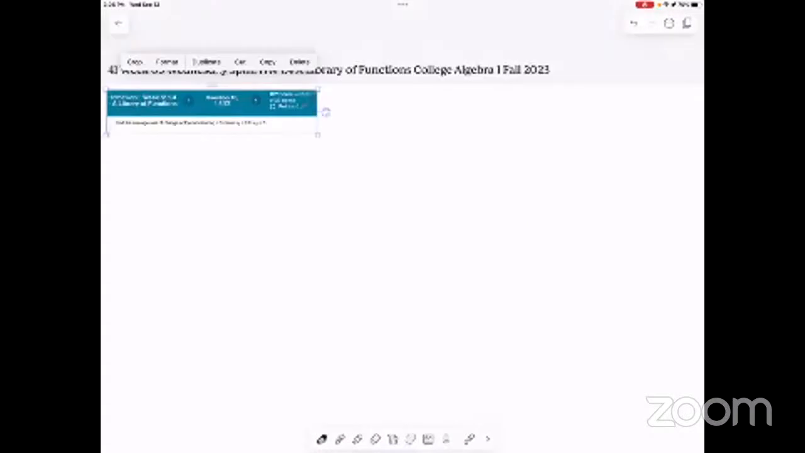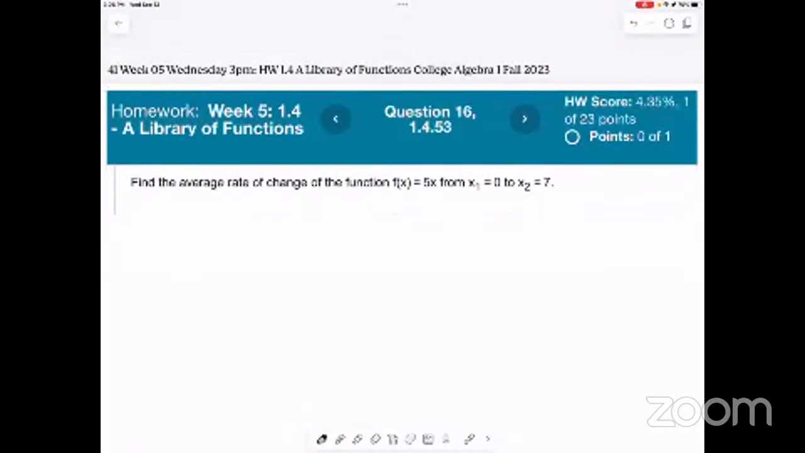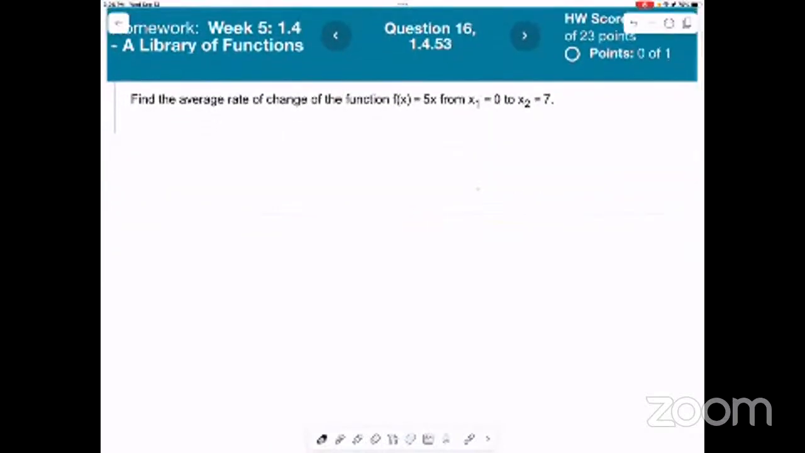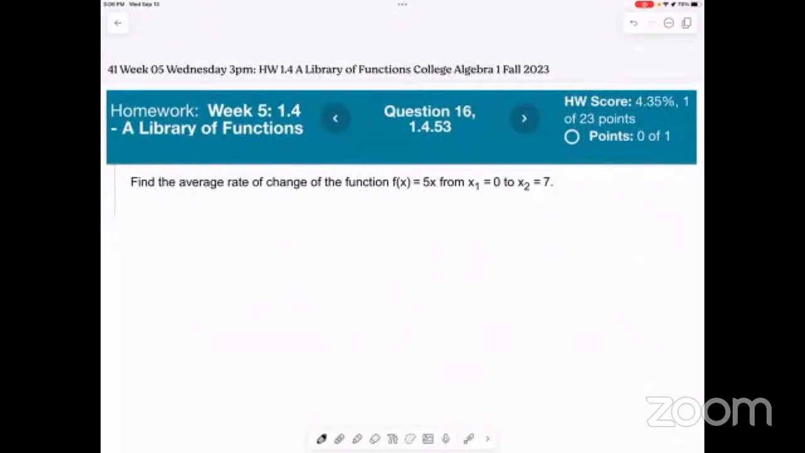Okay, so this is question 16. It comes from section 1.4, question 53, right? That's called our question ID. That tells us where in the textbook this is coming from. If we were to scroll through the textbook, go to section 1.4, look at question 53, it should be the exact same question with different numbers. So average rate of change is just the slope between the points.